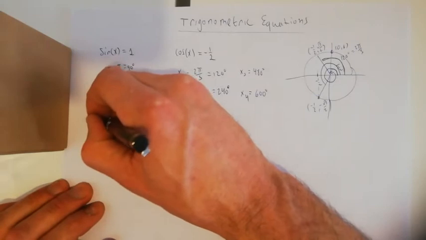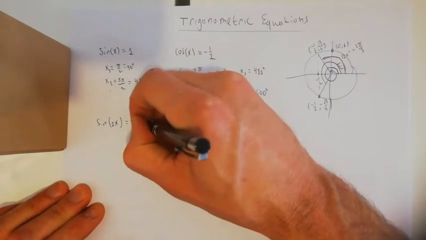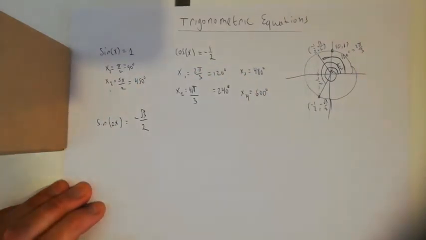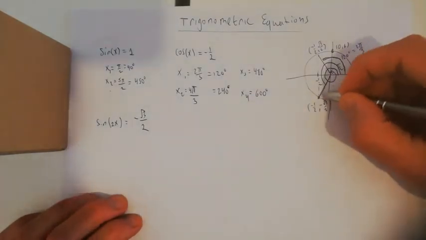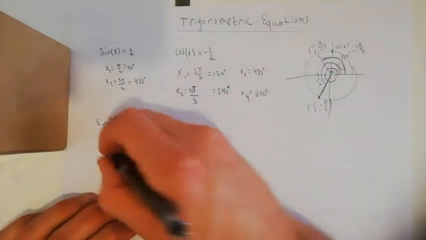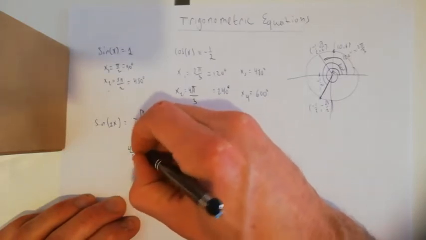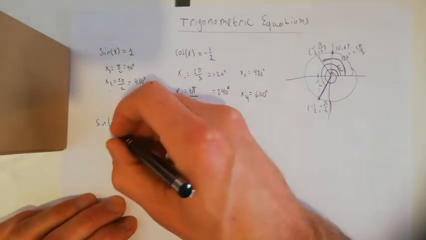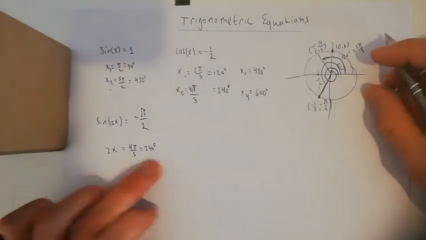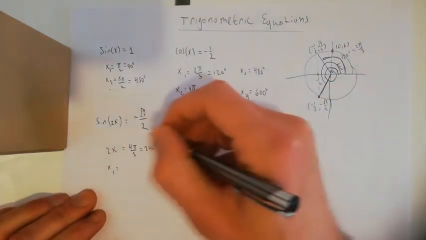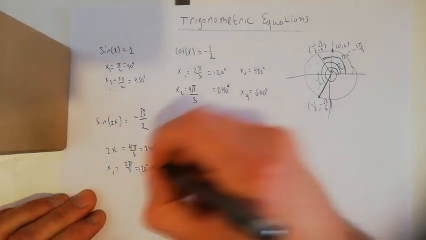Another equation we're going to solve is sine of 2x equals minus root 3 over 2. Again, where in the circle is y minus root 3 over 2. One angle we already know is here, so one angle for sure is 4 pi over 3, or 240 degrees. Now that's what 2x should equal. Therefore, if 2x is equal to this angle, we just divide by 2 to solve for x. Therefore, x1 is 2 pi over 3, or 120 degrees.